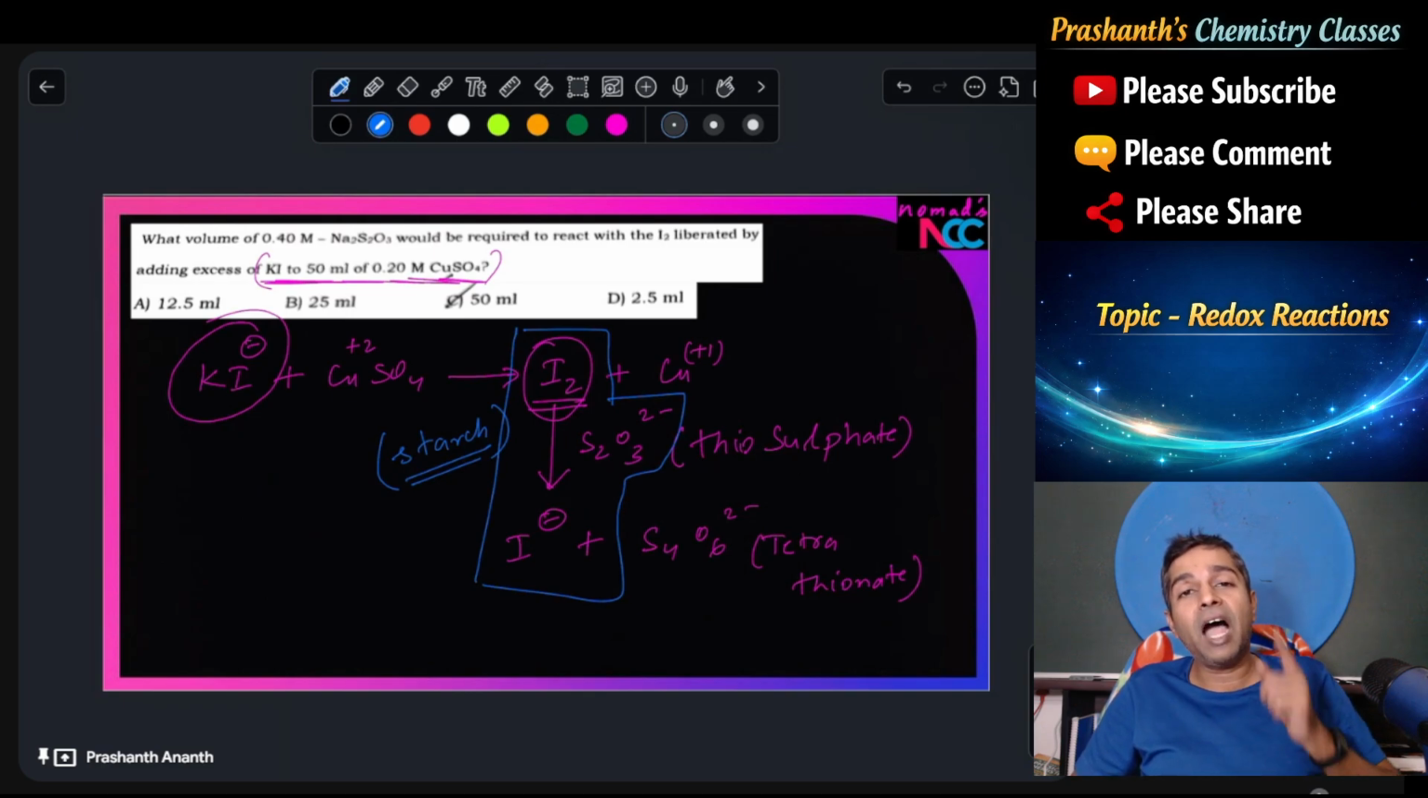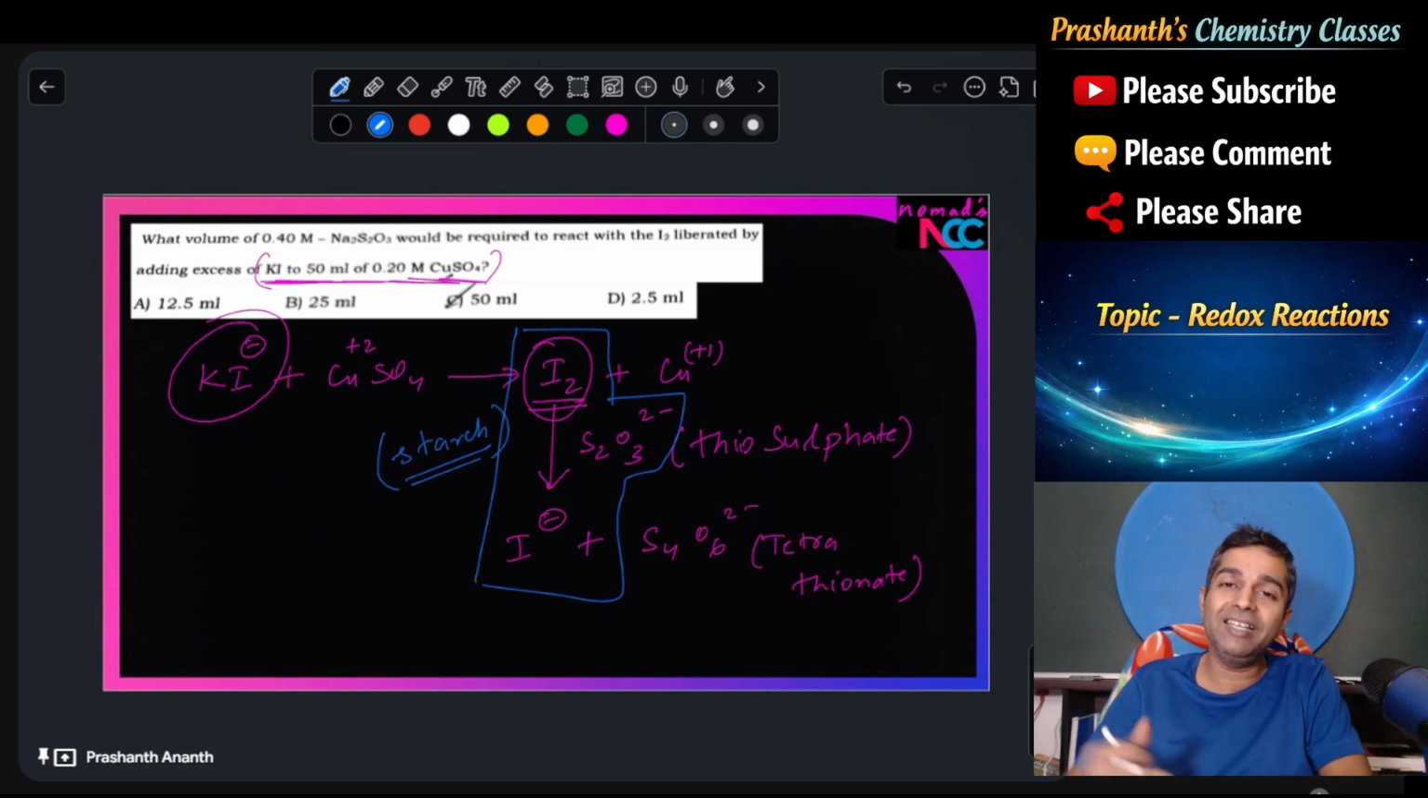So in this case, when the I2 converts into I-, the blue-black color simply disappears straight away. So the I2 is not really behaving as a self-indicator; it needs an indicator. What is the indicator? Starch. Usually we add a drop of starch solution, which makes the solution blue-black in the beginning. As the I2 gets consumed, I- is produced and the blue-black color goes away. Alright, okay. They are asking what volume of 0.4 molar Na2S2O3 is going to be required.